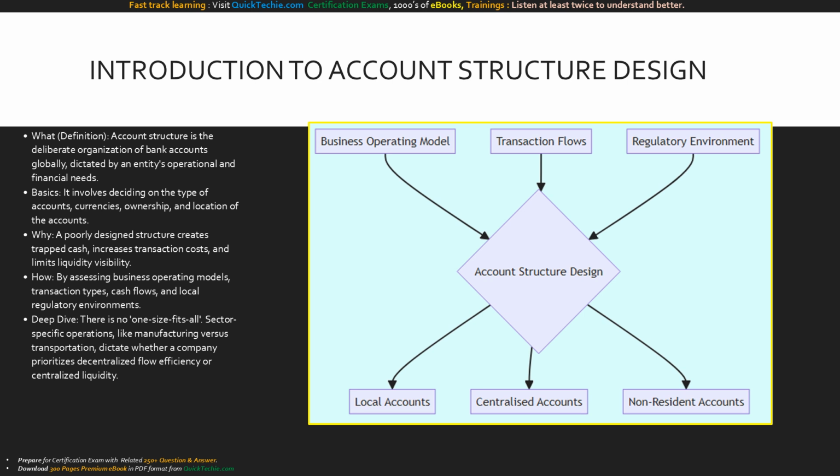First, we have local accounts, providing agility and in-country control. Second, we have centralized accounts, serving as the hub for group-level liquidity. Finally, we have non-resident accounts, which are critical for offshore cross-border operations. Understanding exactly how your specific sector maps to these three lower nodes is the absolute key to minimizing operational banking costs and maximizing global cash visibility.